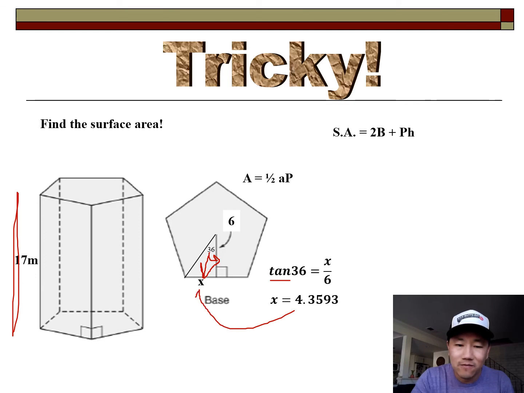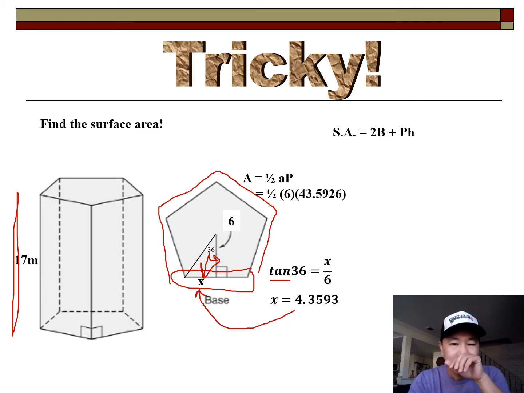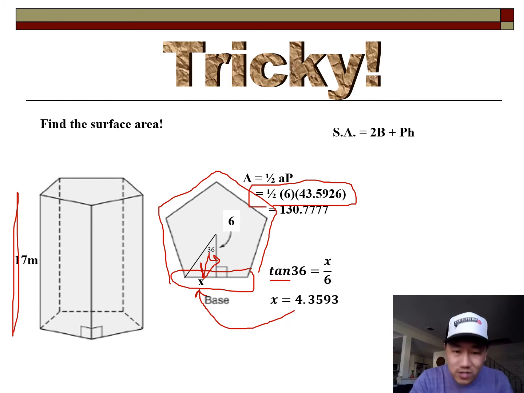So that's 4. We kind of have to double it to get one of the sides, and then to find the perimeter, we actually have to multiply it by 5. Okay, and that gives us 43.5926. So that's enough information to find the area of the base, 130.7777.